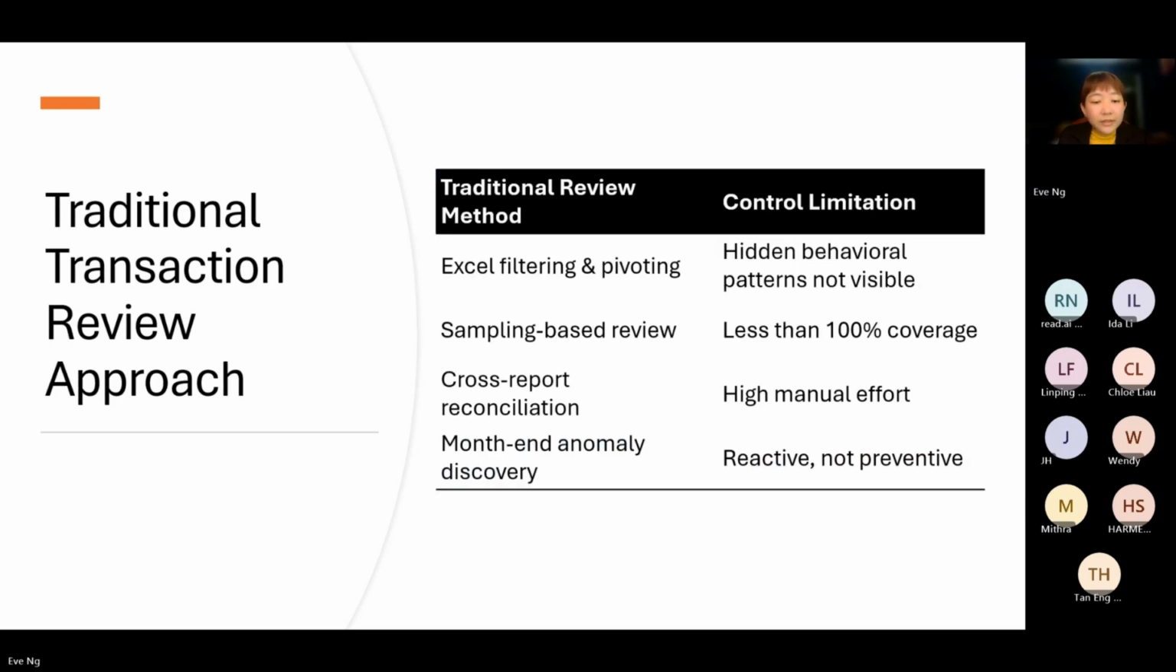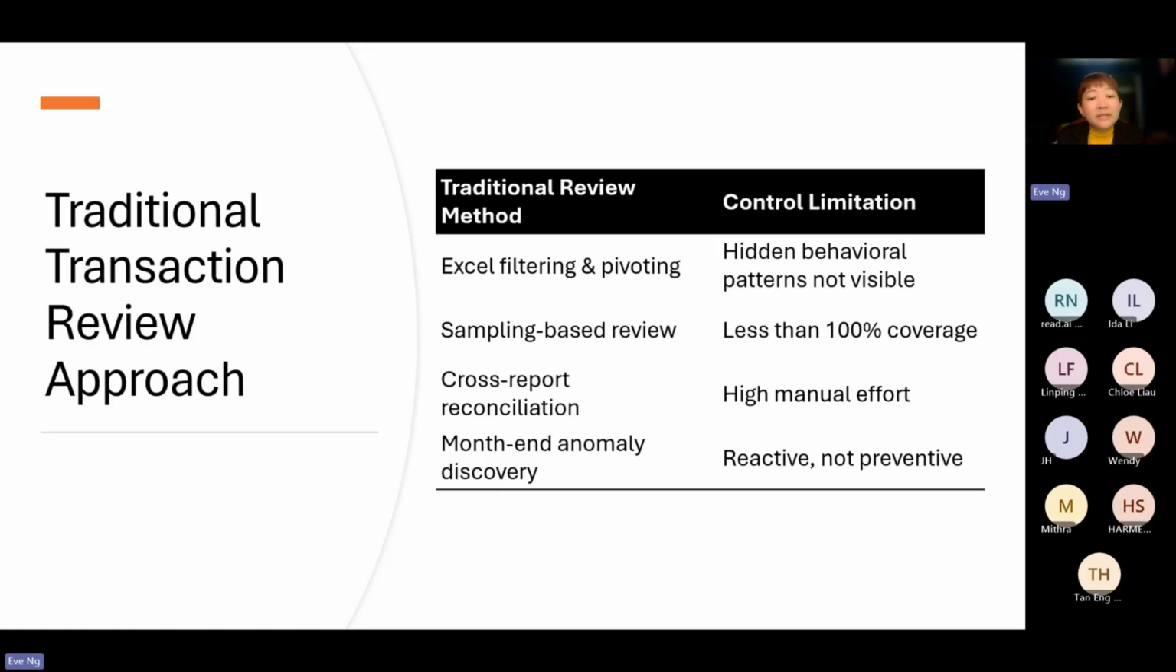Okay. So traditional review, when it's structured around tools like Excel, you are using sampling and doing reconciliations by using filtering and pivoting. These methods, however, depend on what we choose to look at. They do not automatically identify the patterns for you, and those patterns that you did not expect will not be exposed. And that is where the risk exists, in the unexpected.